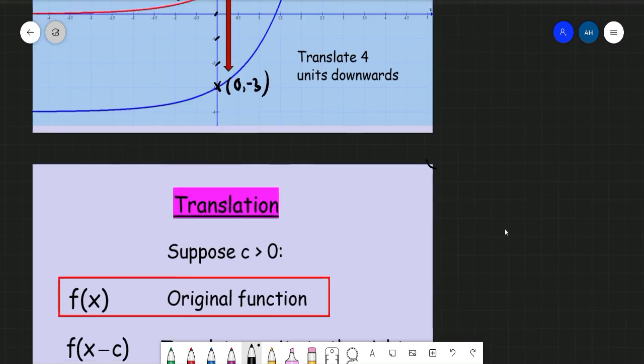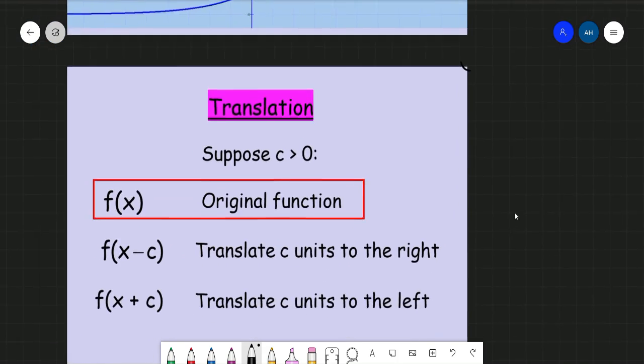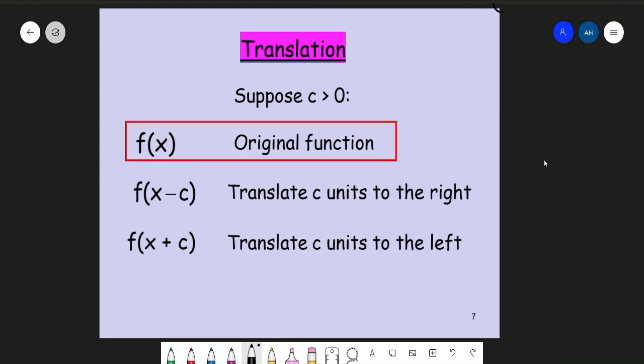All right, now let's move on to translation, still translation, but this time we are going to move the graph to the right or to the left. Now suppose that c is greater than 0 and f is still our original function. If we subtract c in the bracket, f(x minus c), it will translate the graph c units to the right. On the other hand, if we add c in the bracket, f(x plus c), we'll have to move the graph c units to the left.